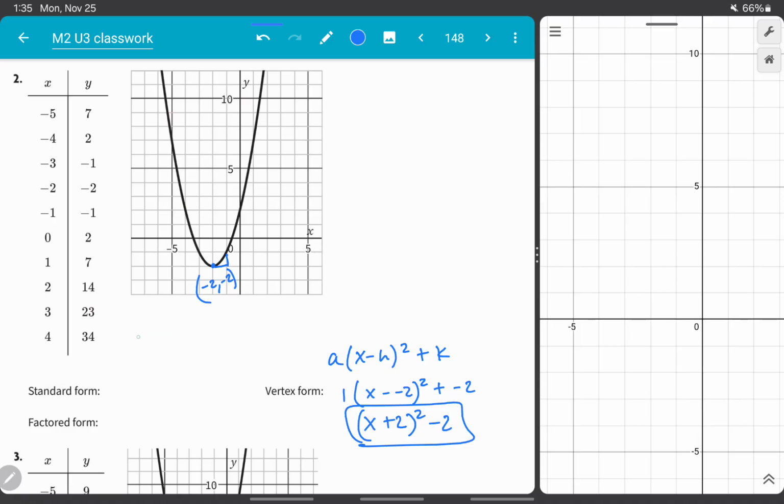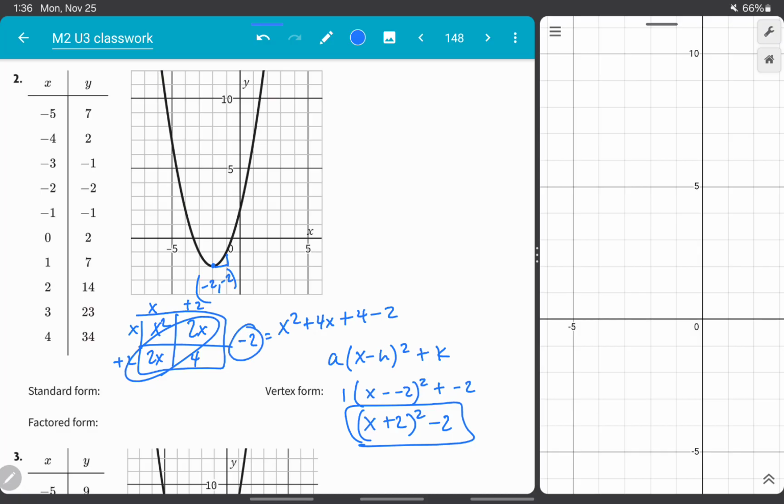I can do the box if I want to. x plus 2 with a little -2 on the outside. x squared, 2x, another 2x, 2 times 2 makes 4. So I'm going to have x squared plus 4x plus 4 minus 2, that 2 on the outside. That just becomes a plus 2. So now I have standard form as x squared plus 4x plus 2.